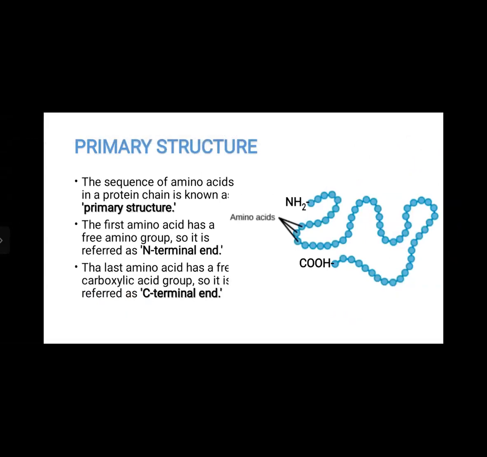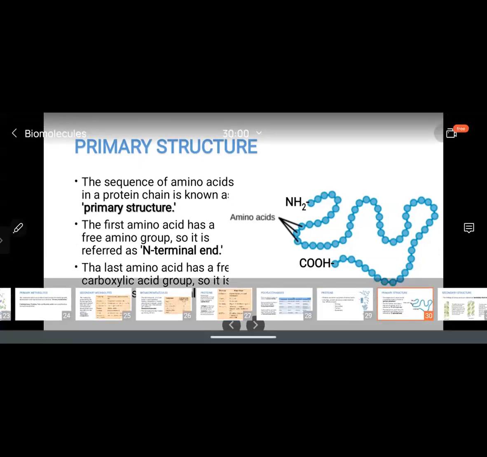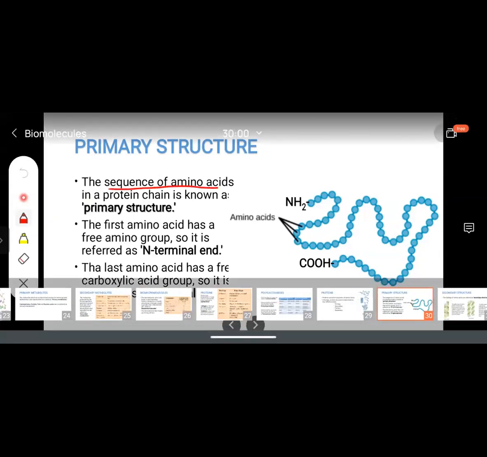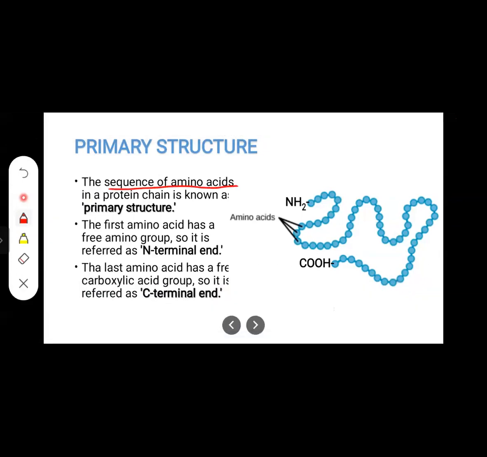If you talk about the primary structure, as I told, it is a sequence of amino acids. The first one is called the N-terminal end. Why is it called N-terminal end? The NH2 group is free here. And for the last amino acid, the COOH group will be free. So this is called C-terminal end. This is N-terminal and this is C-terminal.